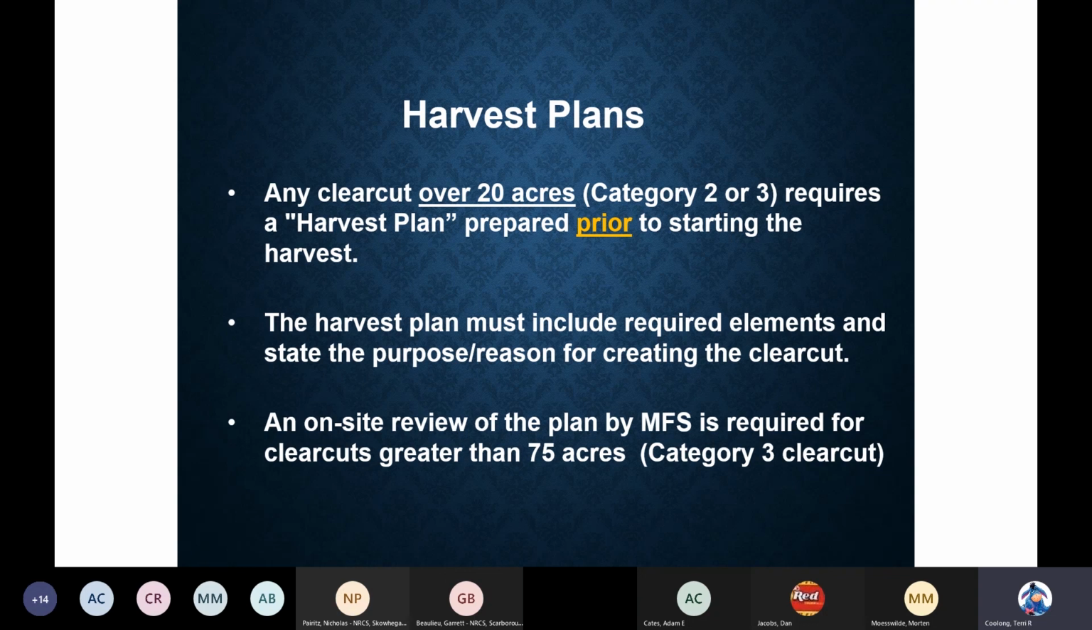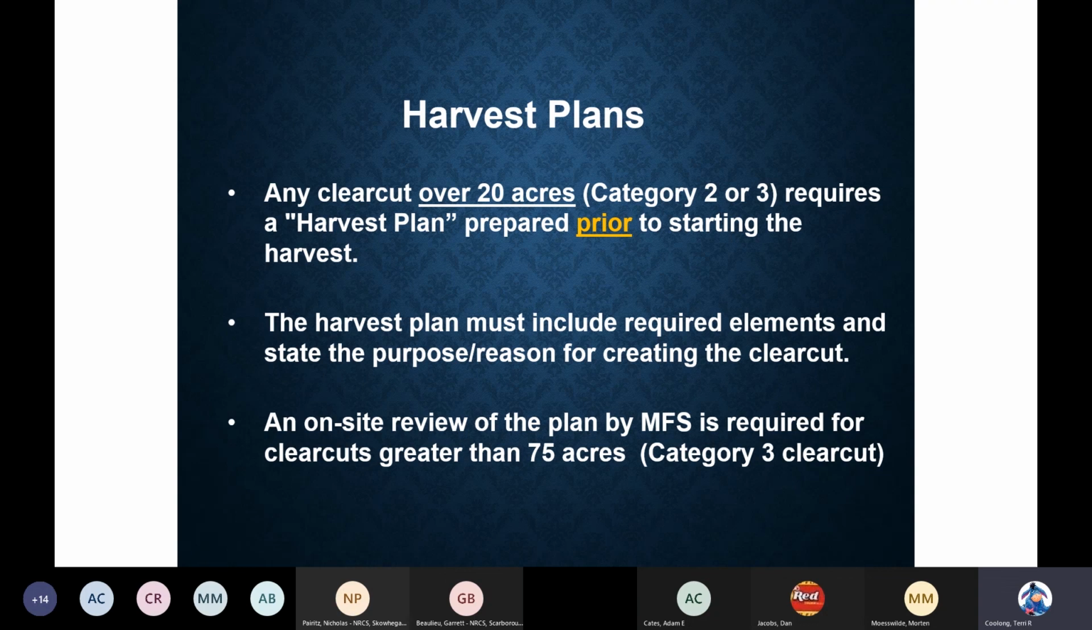If you're doing a category 2 clear cut, you have to keep that plan on hand for a minimum of 7 years, and you have to produce it immediately if the Forest Service asks to see it. If you're going to do a category 3 clear cut, which is more than 75 acres, then the Forest Service actually has to go out and do an on-site review with you before you can do any harvesting. And we require that plan in our hands at least 60 days prior to that.